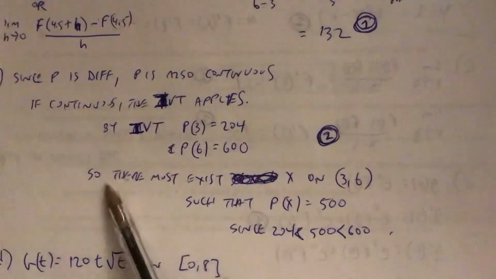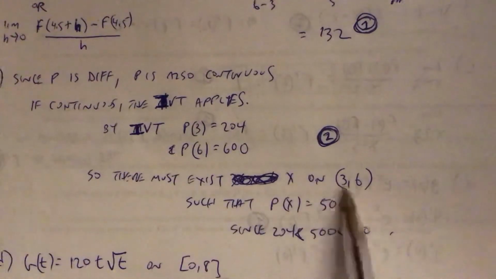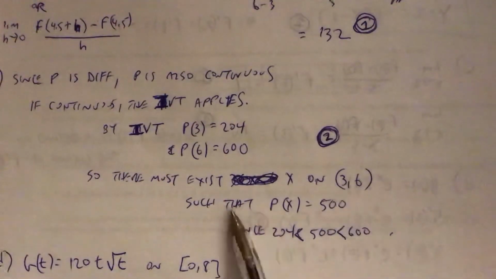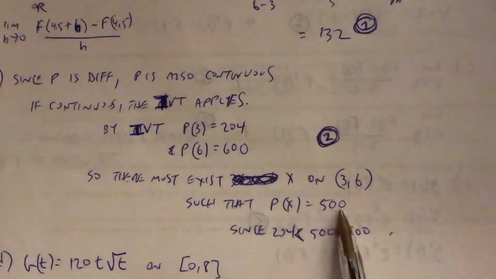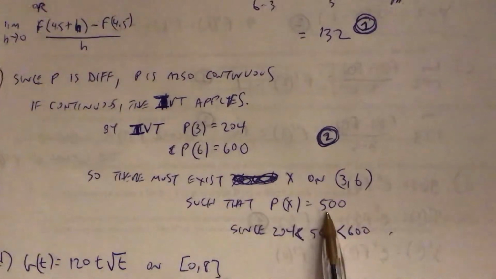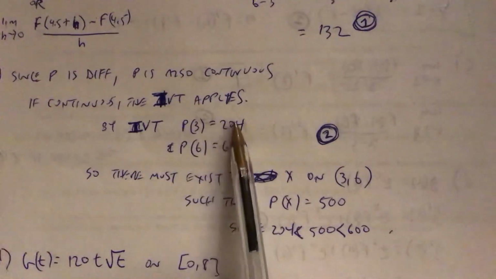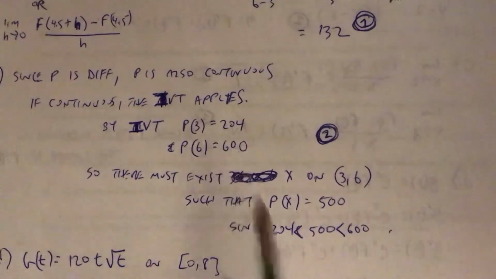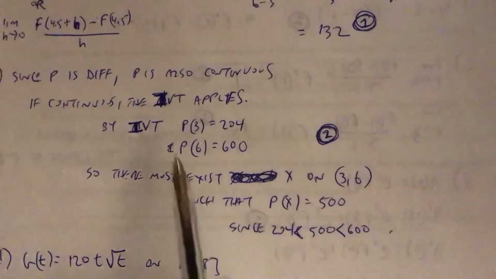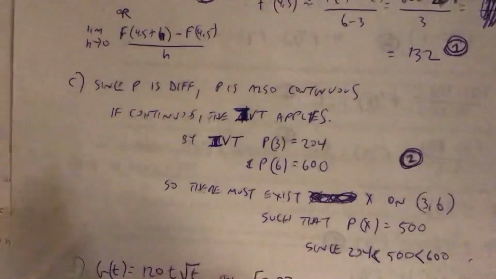So the IVT guarantees that there must exist an x value in this interval such that when I plug in that value, it gives me 500. There's some time between 3 and 6 where I must have been at 500, because 500 is between those two y values. In order to get from 204 to 600, I had to pass by 500 somewhere between 3 and 6. And that's only true if the function's continuous.